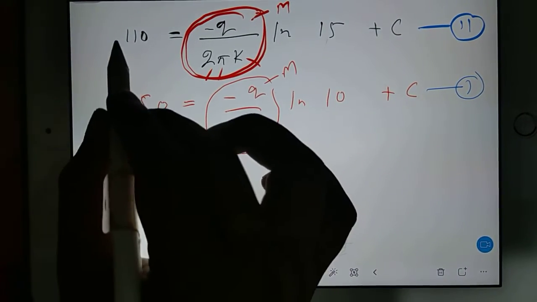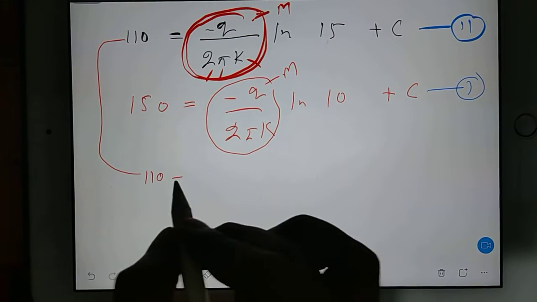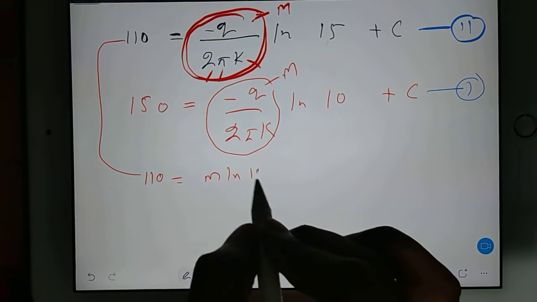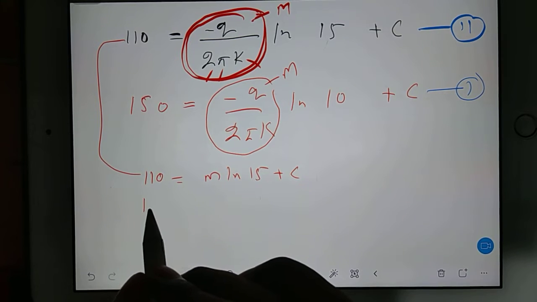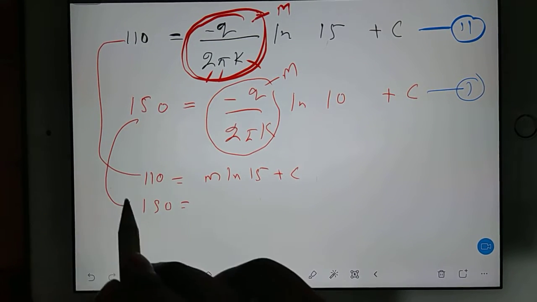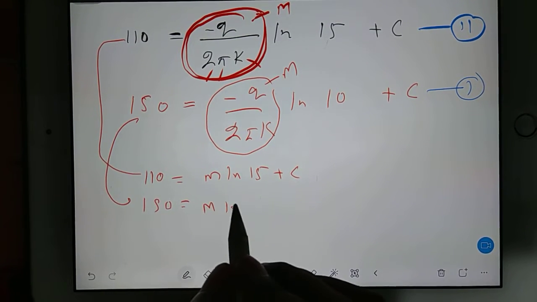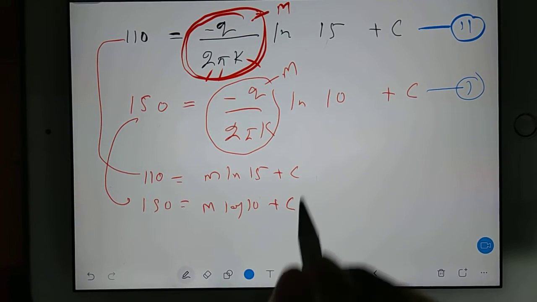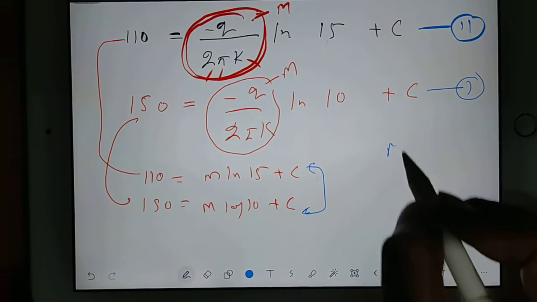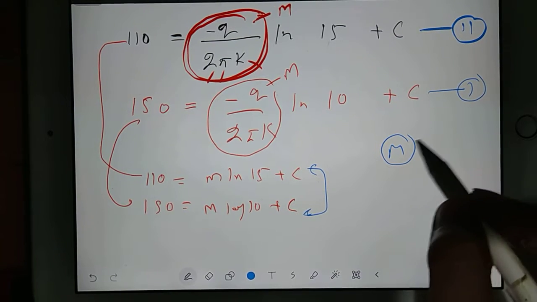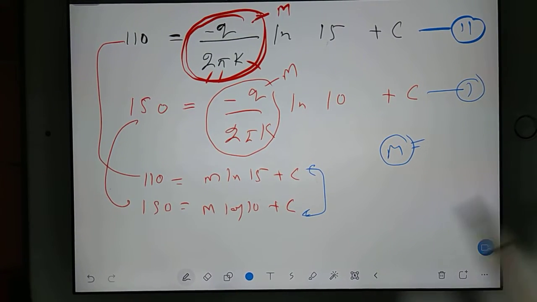So like this equation you should consider as 40 is equal to m ln 15 plus c, and 150 is this equation I'm writing now. 150 is equal to m ln 10 plus c. So now these two equations you solve and you find out the value of m, because value of m will be coming in almost every equation.